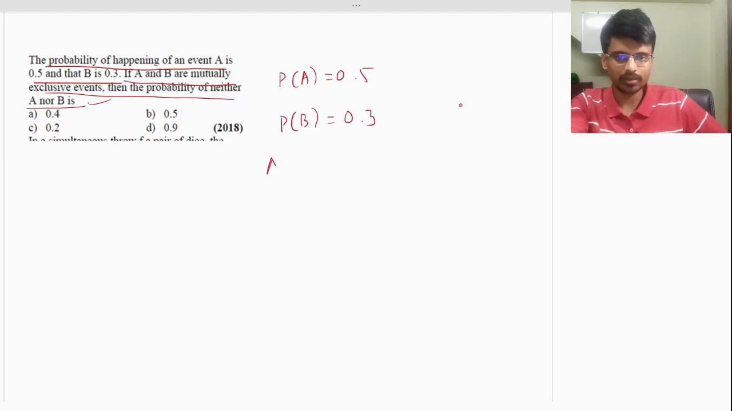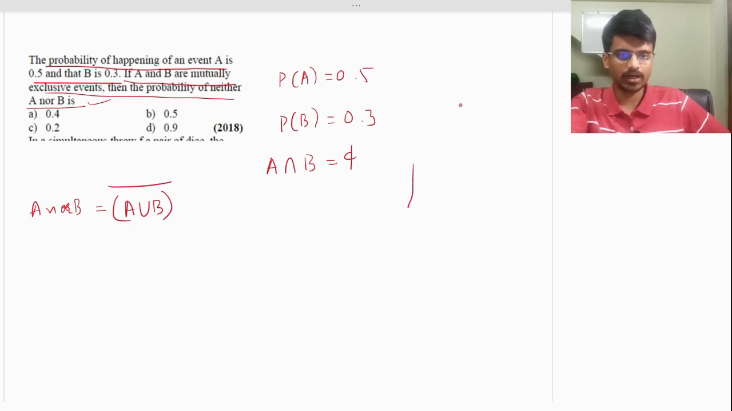What does that mean? That means A intersection B is empty. And they are asking us A nor B. A nor B means it shouldn't be A, it shouldn't be B, both. That is nothing but the complement of A union B.